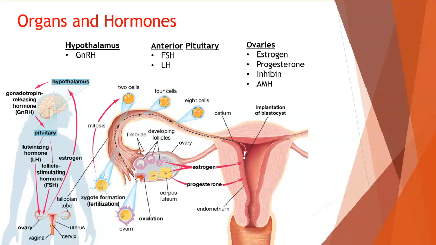For now, just note that they stimulate the release of several ovarian hormones: estrogen, progesterone, inhibin, and anti-Mullerian hormone, abbreviated as AMH. These hormones generally apply negative feedback on the hypothalamus and pituitary, inhibiting further secretions. In addition to their trophic effects, they also induce changes in the uterus, namely to the inner lining known as the endometrium.